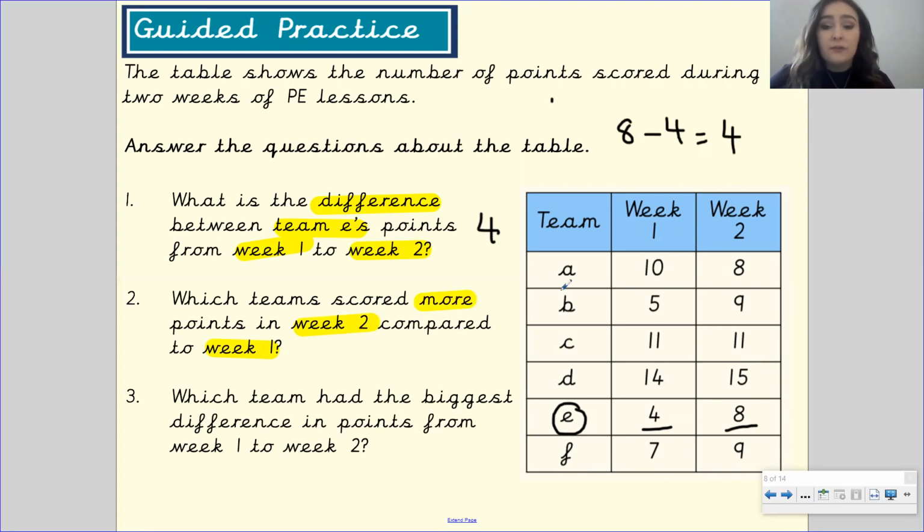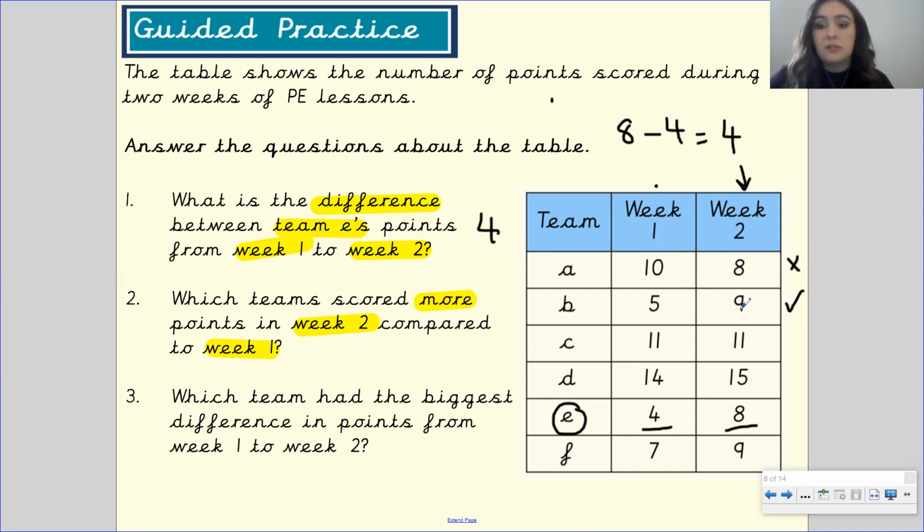Great work. So we're looking for the teams that have got more points in this week than they did in this week here. So let's have a look at Team A. Do they have more points in week 2 than week 1? No, they don't. Okay, let's have a look at the next one.